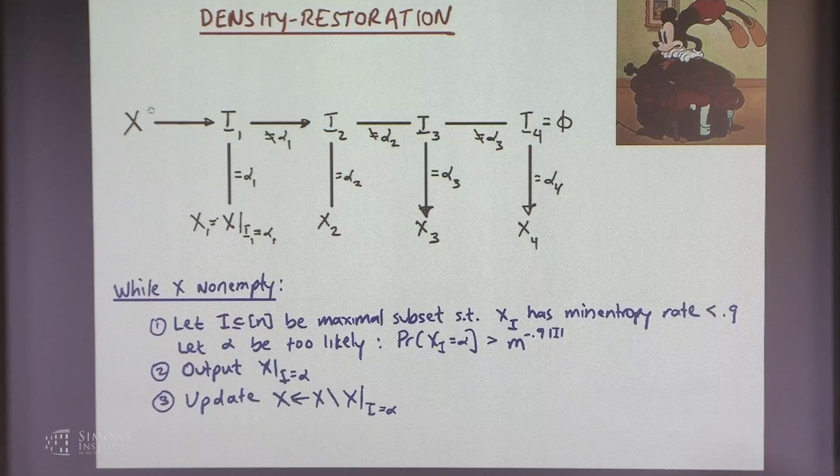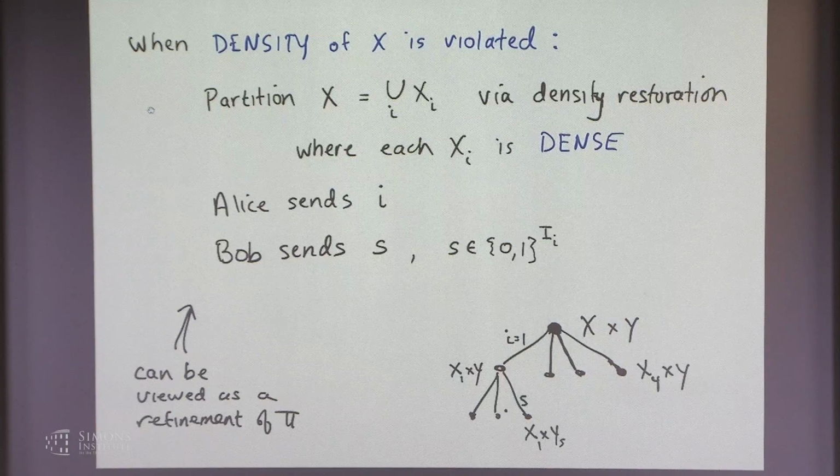So when you do this, you start with x. We're always going to do this. After every step of Alice, we're always going to check: remember when Alice sends a bit, it partitions the current x into 2 pieces. We'll go to each side proportional to the size. And then we check on both sides, was density violated? If so, we go into this process. So you can view this as a refinement of the original protocol pi. So I'm adding more communication to it.